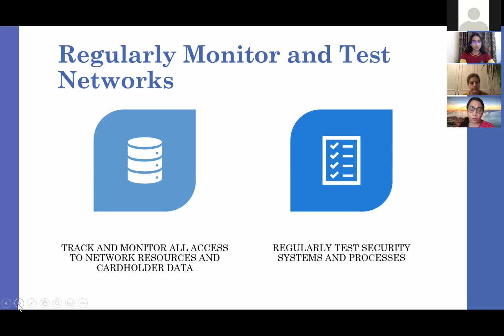Okay, moving ahead. The next category we have is regularly monitor and test networks. Under this category, one strong control which would be used here is security information and event management tools. Tools like Splunk, LogRhythm, IBM QRadar would be used here. The first part says track and monitor all access to network resources and cardholder data.